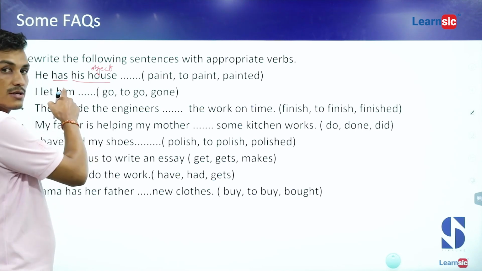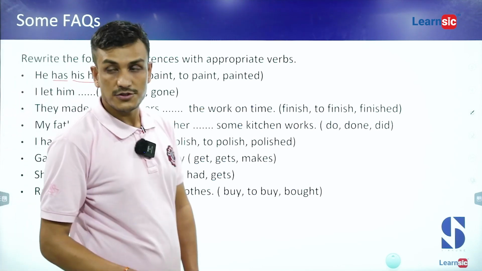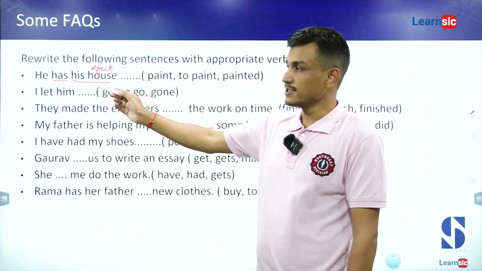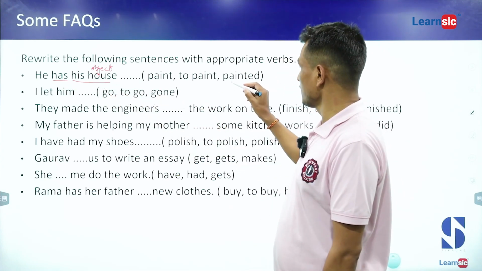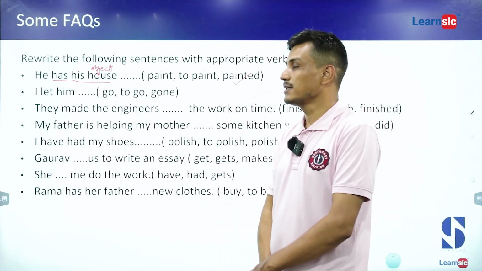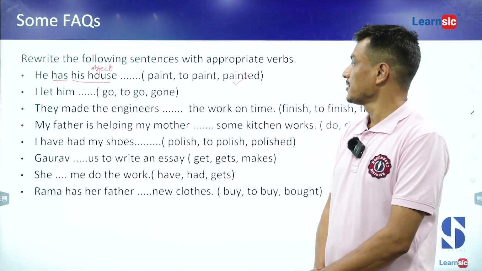Subject plus any of the auxiliary verbs plus object is there. So you should go for verb 3, past participle. The right answer is, he has his house painted.